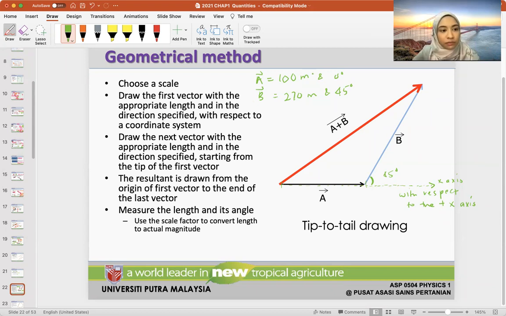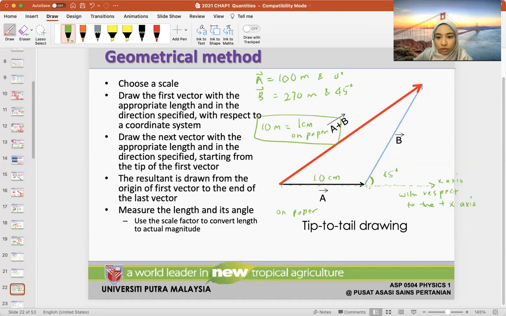So 100 meter is obviously you can't draw 100 meter on your paper. So how should you do it? You need to make a scale. For example, I want to say 10 meter is equal to 1 centimeter on paper. Okay, 10 meter is 1 centimeter on paper. So if I were to draw the A vector on paper, this would be berapa? 10 centimeter, which is equal to 100 meter. So this would be my conversion or my scale.